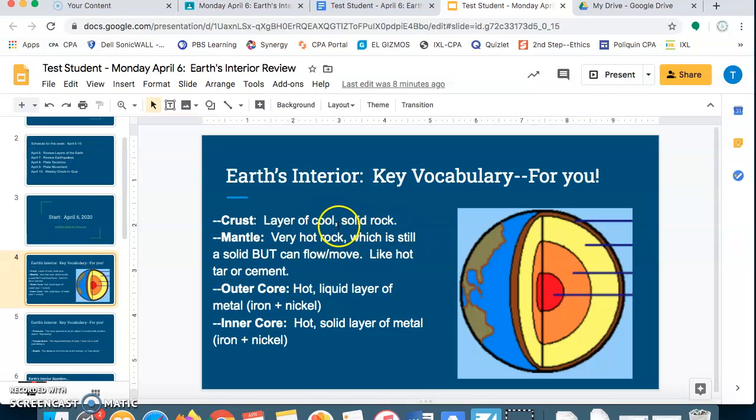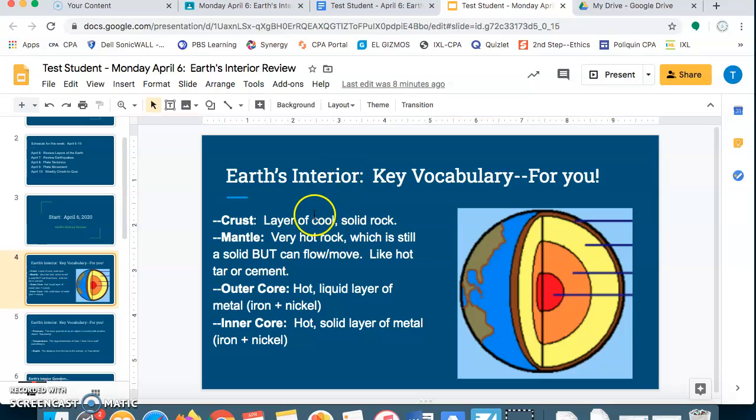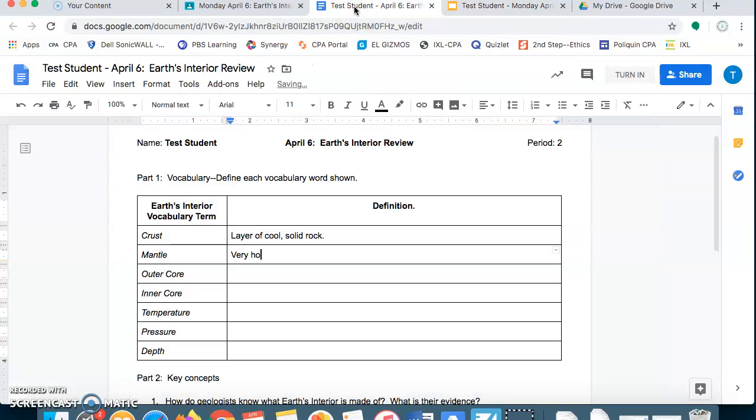So I'm going to try crust, layer of cool, solid rock. So the definition is layer of cool, solid rock. Well, that definition is pretty standard. It's going to be hard to define that any other way. Let's maybe try the mantle then. Mantle is very hot rock, which is still solid, but can flow or move, like hot tar or cement. So first thing I'll do is I'll type very hot rock.